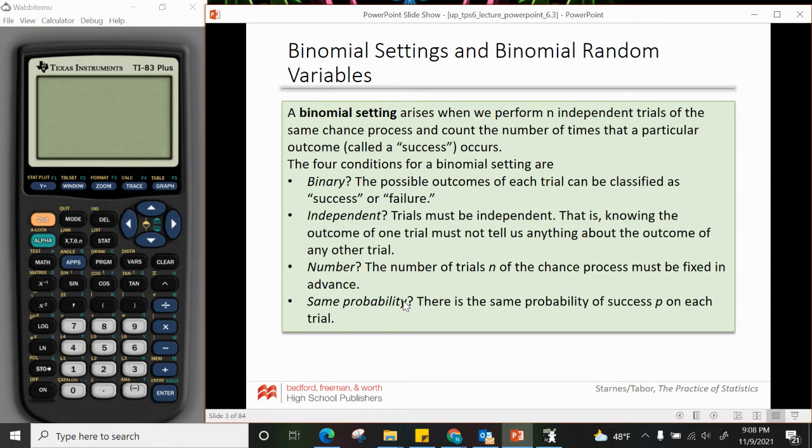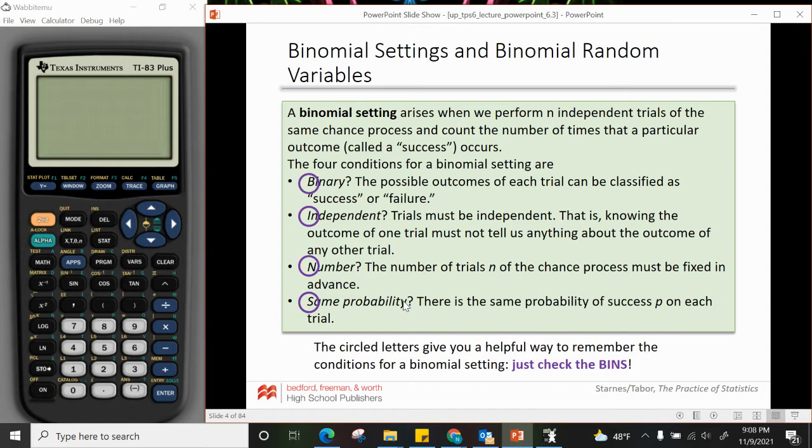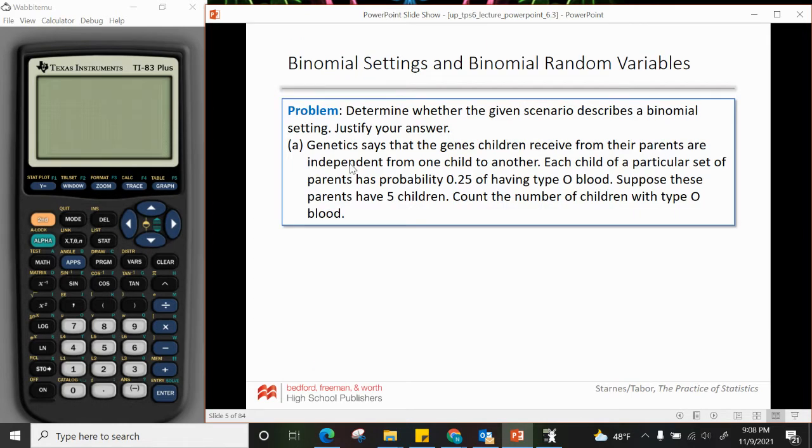Independent, the trials must be independent. That is, knowing the outcome of one trial must not tell us anything about the outcome of any other trial. The number of trials, n, of the chance process must be fixed in advance and the same probability. There's the same probability of success, which we call p, on each trial. The acronym we use to remember this is BINS. This is a helpful way to remember binomial setting is BINS. It's also the first three letters of binomial. So bin settings, maybe.